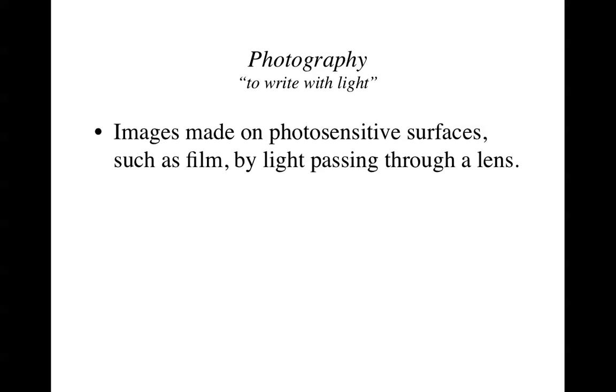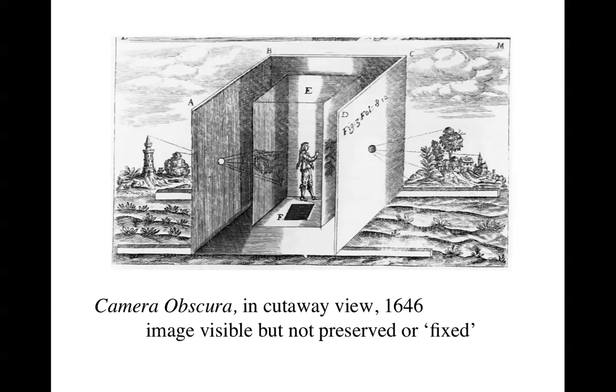So we start with photography, which literally means to write with light. So images are made on photosensitive surfaces by light passing through a lens. The basic concept of photography had been with us for several hundred years before cameras as we know it existed. The basic concept was that of the camera obscura, which literally means dark room.